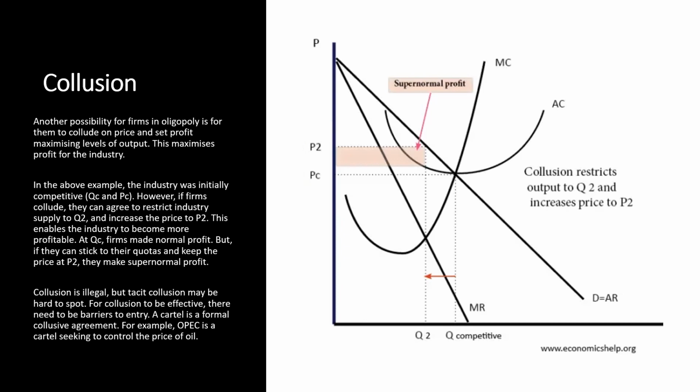Collusion in most countries is illegal between industries, but it may also be hard to really find out if companies are colluding or not. And also, for collusion to be effective, there have to be barriers to entry. So a cartel is a formal collusive agreement, and OPEC is an example of probably the most successful cartel. Nigeria is a member of OPEC, and they control the price of oil.